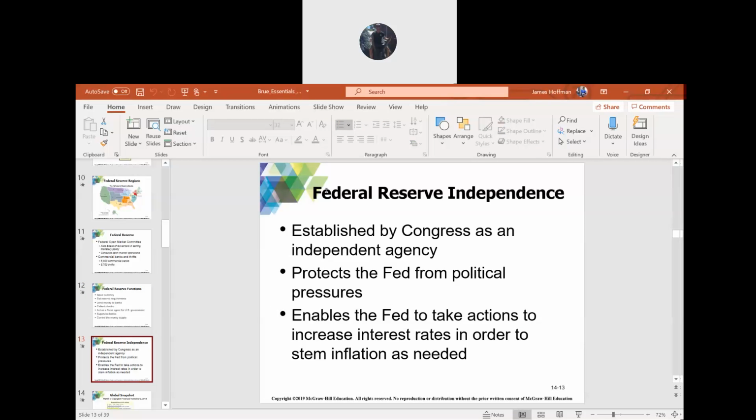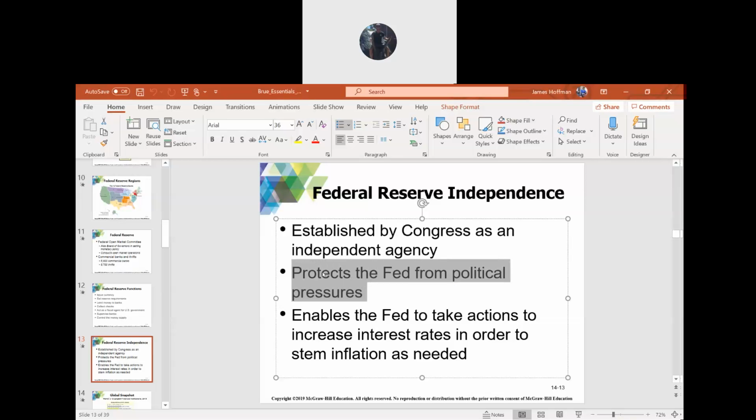All right, so the last important fact about the Fed is its independence. It is not part of the U.S. government. It's a separate institution. It was established by Congress as an independent agency. It's technically not affiliated with the U.S. government. It's not part of Congress or anything like that. So this, in theory, protects the Fed from political pressures. But the thing is that the president appoints the new chair, so there is some political pressure. But technically, it's not part of the U.S. government. They can do whatever they want.